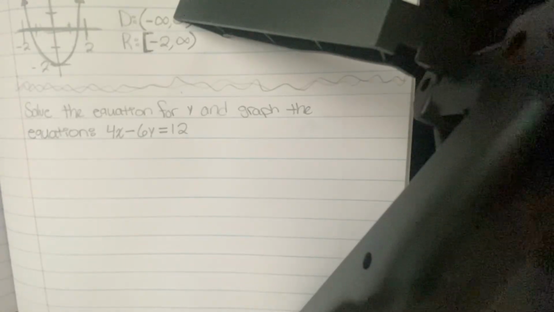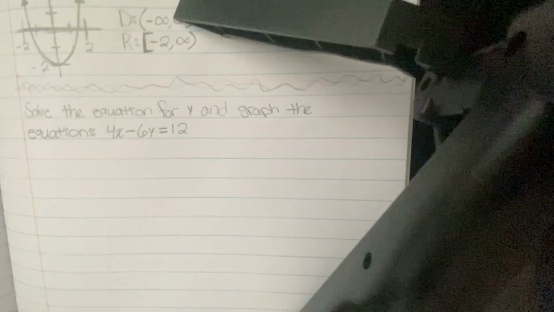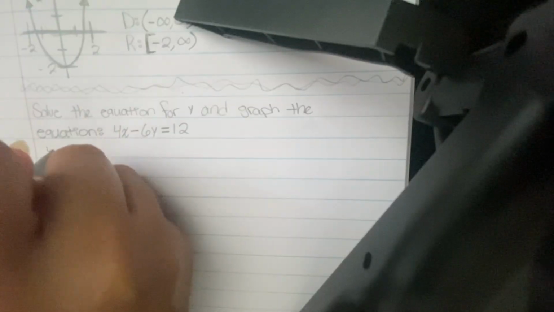Solve the equation for y and graph the equation 4x minus 6y equals 12. So first we've got to solve for y, and to do that I'm just going to rewrite the equation right here: 4x minus 6y equals 12.